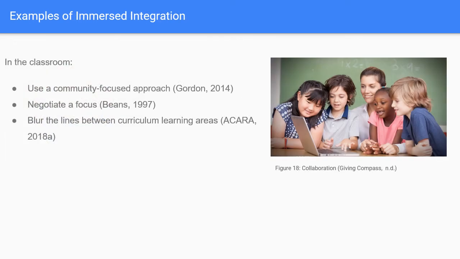So how does the immersed model actually work in the classroom? One method is the community-focused approach. You can negotiate a focus with the kids about a question important to them. For example, some may be personally concerned about bullying, so you may decide that your class focus is conflict resolution. In a grade 6 class, to target the health curriculum, you could explore different ways of managing personal relationships, including dealing with bullying and conflict.